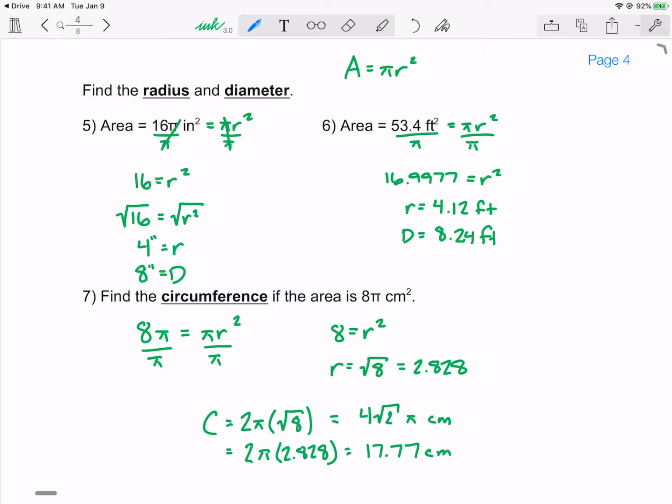So again, the key with area is that you always write out the formula. And you're going to want to replace the A with the number that you were given. In this case, it was 16 pi. On number 6, it was the 53.4. And on number 7, it was 8 pi. You replace the A with the value you're given, divide both sides by pi, and then square root to find the r, the radius. Once you've got the radius, there's so much you can do.